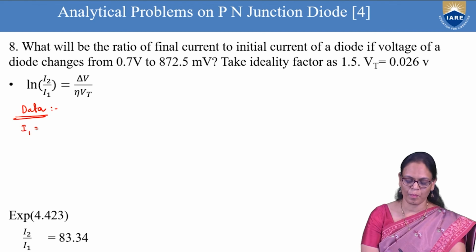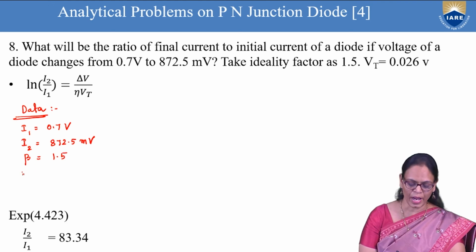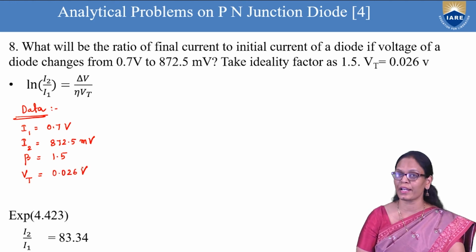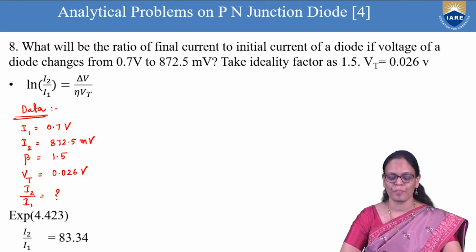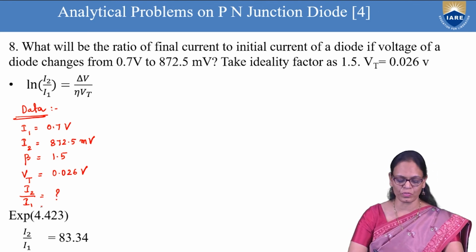V1 is 0.7 volt, V2 is 872.5 millivolt. Ideality factor beta is 1.5 and the thermal voltage Vt is 0.026 volt. What we have to find is the ratio of final current I2 to I1. We have to find the ratio of the current, I2 by I1.